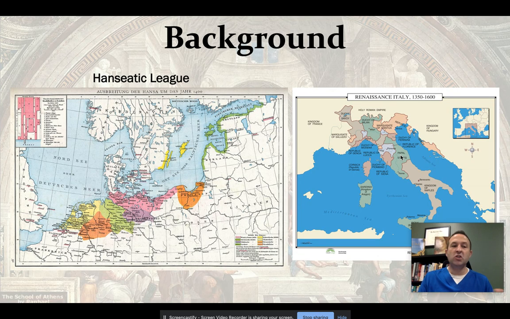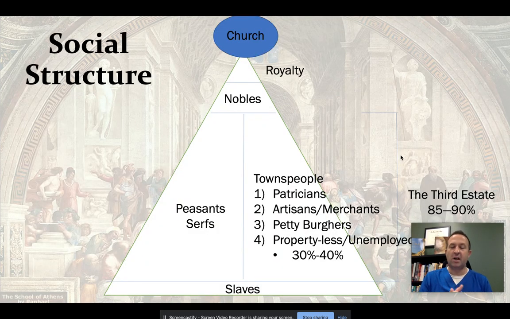And then we have some social changes as well. Let me bring up this chart. I kind of drew this for you yesterday. I want to give you an idea of what life really looked like. Because the reality is, things were not necessarily the greatest. So at the top you have royalty, and then you have the nobles right below them.